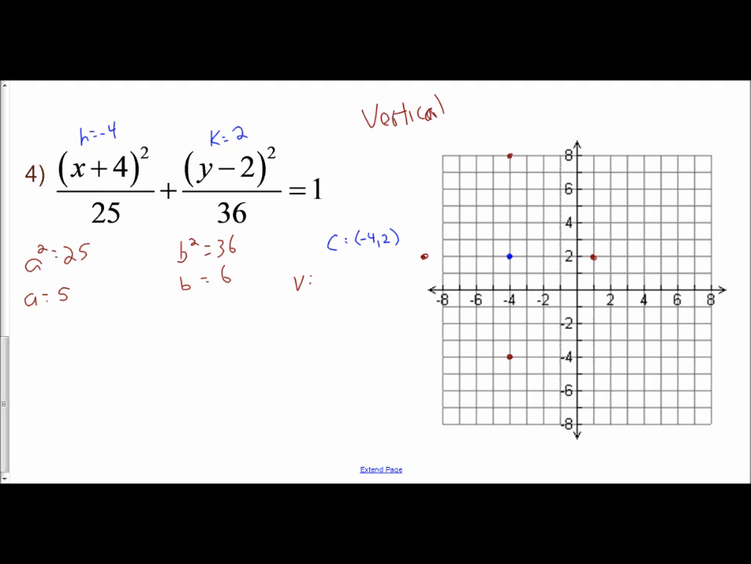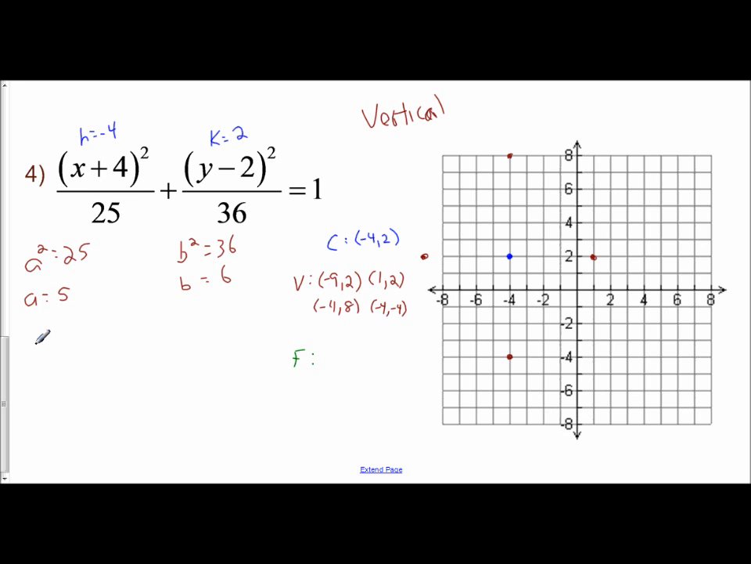The coordinates then, if I do my horizontal first, I'm at negative 9, 2, and 1, 2. For the vertical ones, I'm at negative 4, 8, and negative 4, negative 4. So now we have our center and our vertices, let's find the coordinates of our foci.